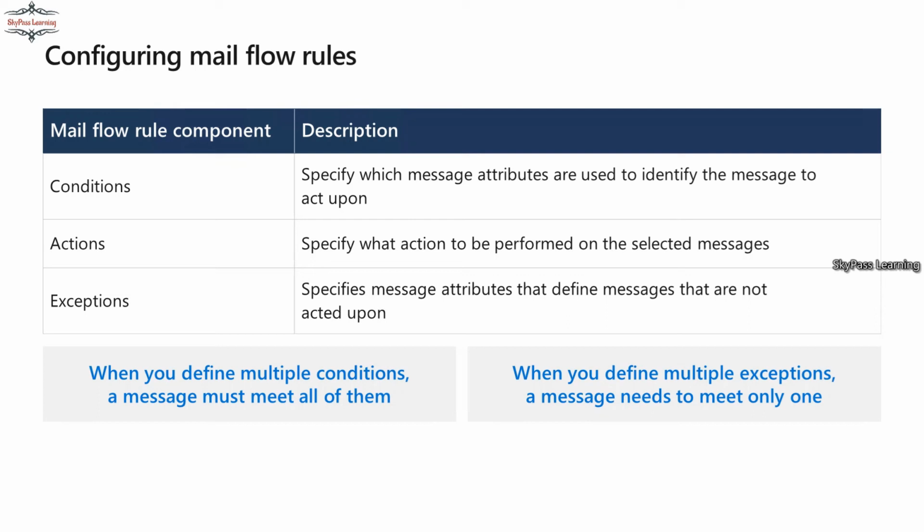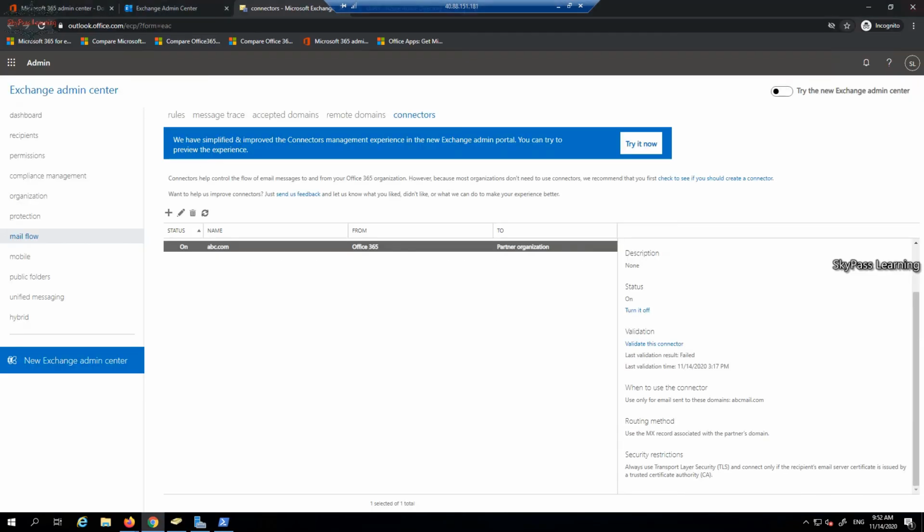So how it will work, let me quickly show you. When I click on mail flow in the Exchange Admin Center, rules will be there. In the rules section, I just go and click on create a new rule.